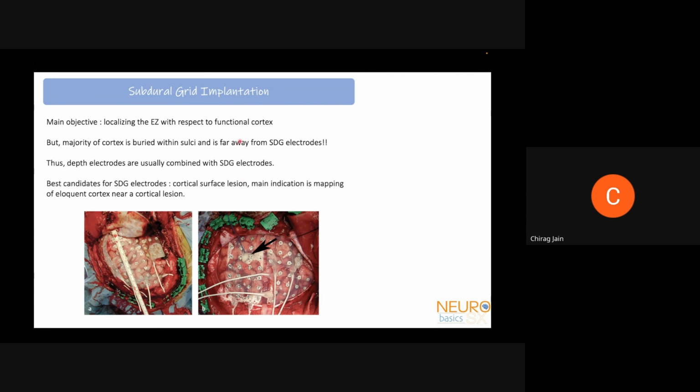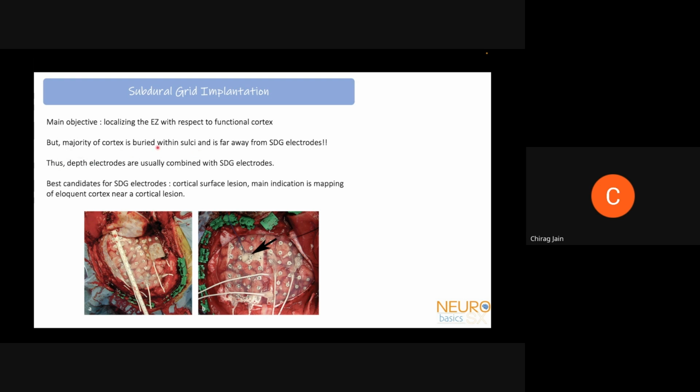So a lot of times with subdural grids, usually depth electrodes are implanted. You should not be confused. Just implanting depth electrodes is not stereo EEG. It is not the same thing. There's a difference between depth electrodes and stereo EEG, as we will discuss. But just depth electrodes are not stereo EEG.